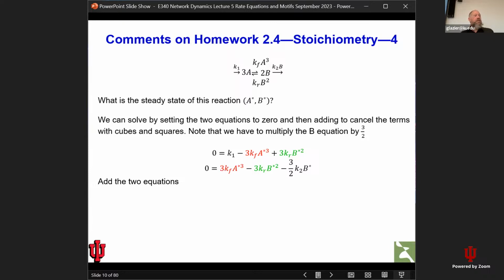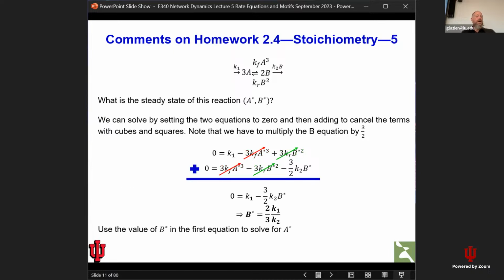And now I'm going to write one on top of the other. And now I notice that if I simply add the two, all the things with the cubes and the squareds disappear. And so it's easy to solve. So I add them. Should we solve first for A and then for B? No, you solve B first. B first. Yeah.